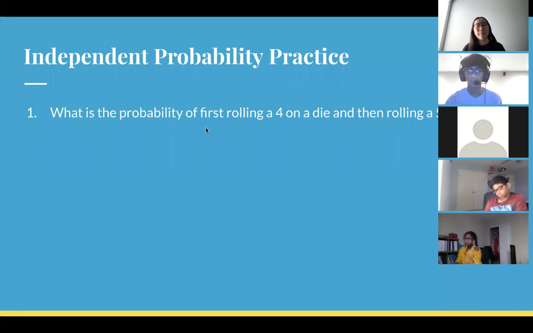Okay, so now we're going to do some practice with this. What is the probability of rolling a 4 on a die and then rolling a 5? Oh, these questions are going to be worth points, by the way.